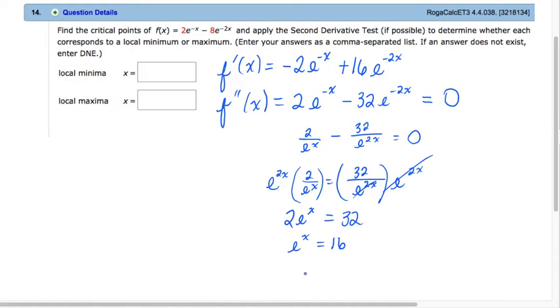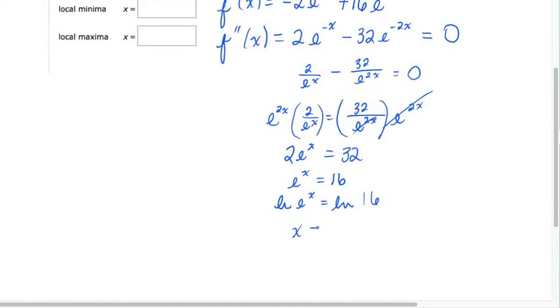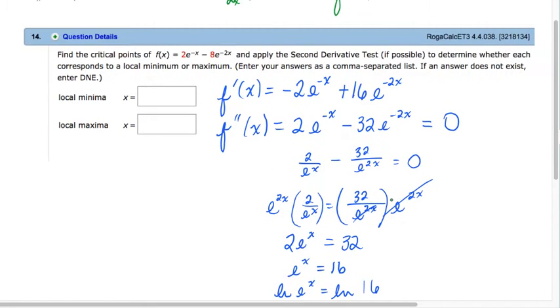How do you solve that for x? Yeah, take the natural log of both sides. We'll rewrite it in exponent or logarithmic form. So we get x is equal to the natural log of 16. That's the only critical value I'm getting. Is that what y'all have? If there's not one, enter do not exist.